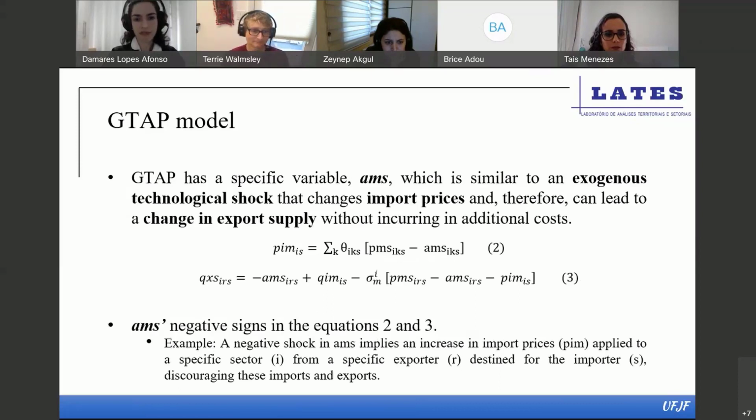GTAP has a specific variable, AMS, which is similar to an exogenous technological shock that changes import prices and therefore can lead to a change in export supply without incurring additional costs. We used the AMS variable to simulate the transaction costs associated with the exports.